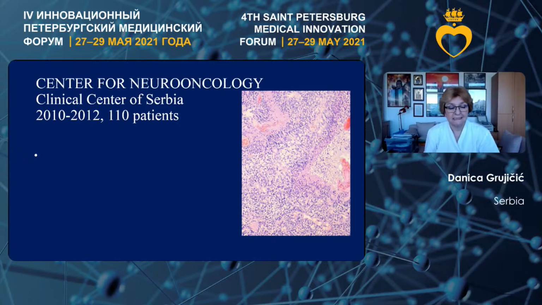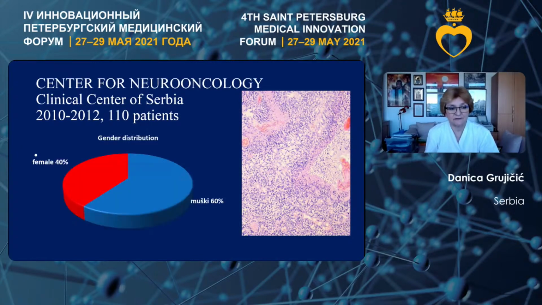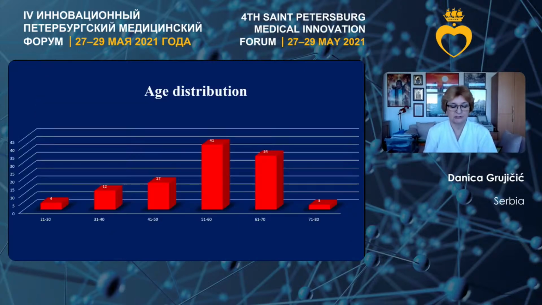Some other centers in Serbia do the treatment as well. This is the study conducted between the years 2010 and 2012. 110 patients, some of them still live, though they really had glioblastomas. The study included 110 patients, 40% were female, 60% male.